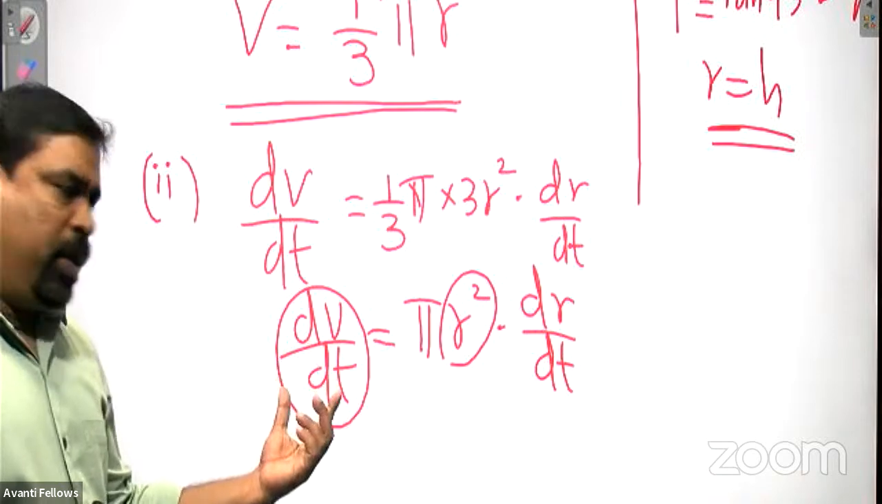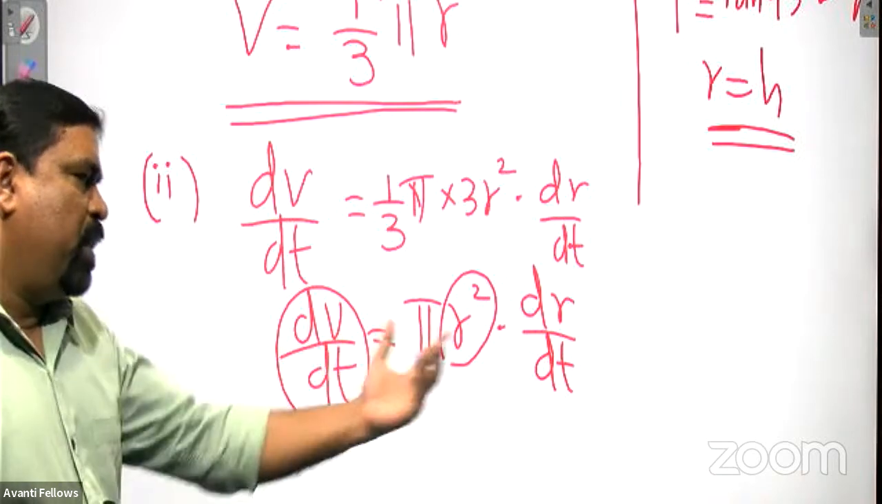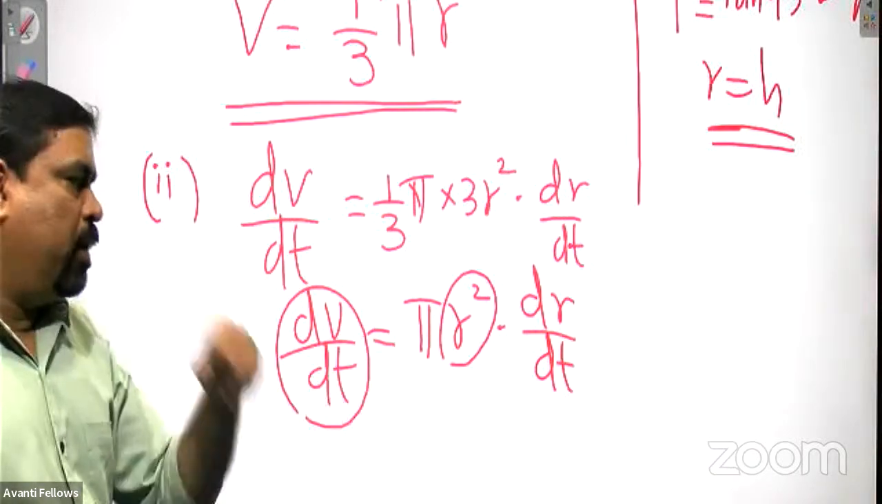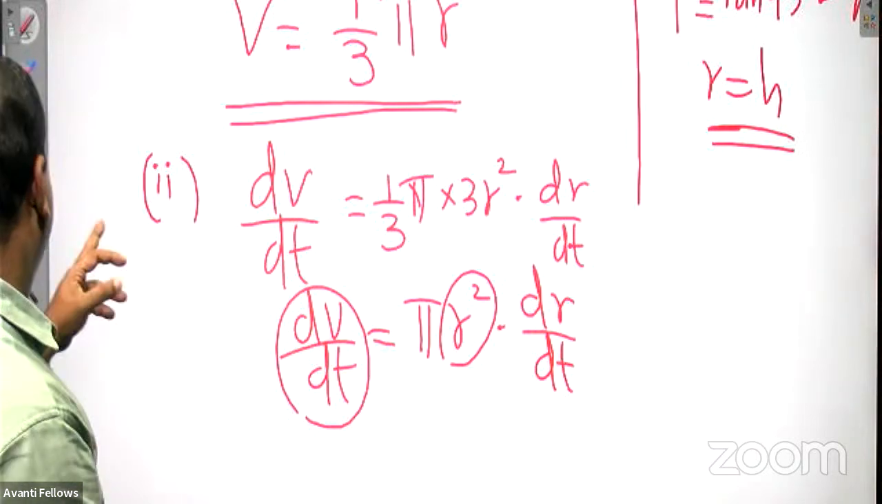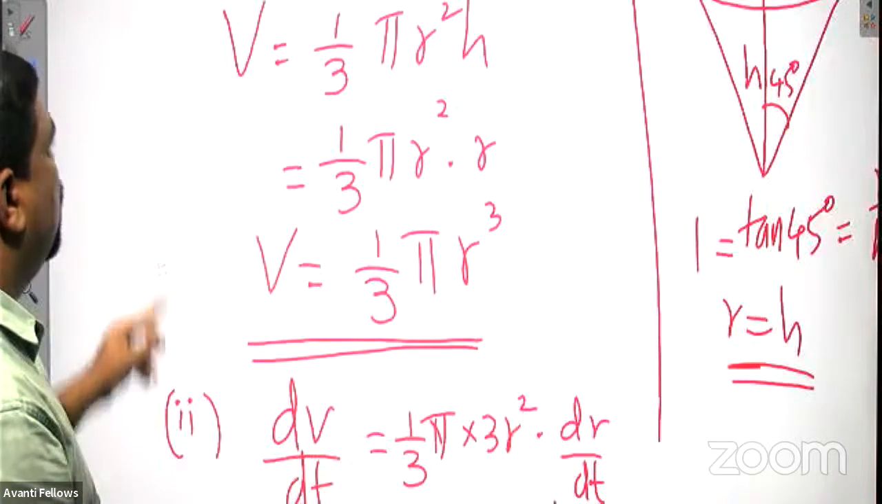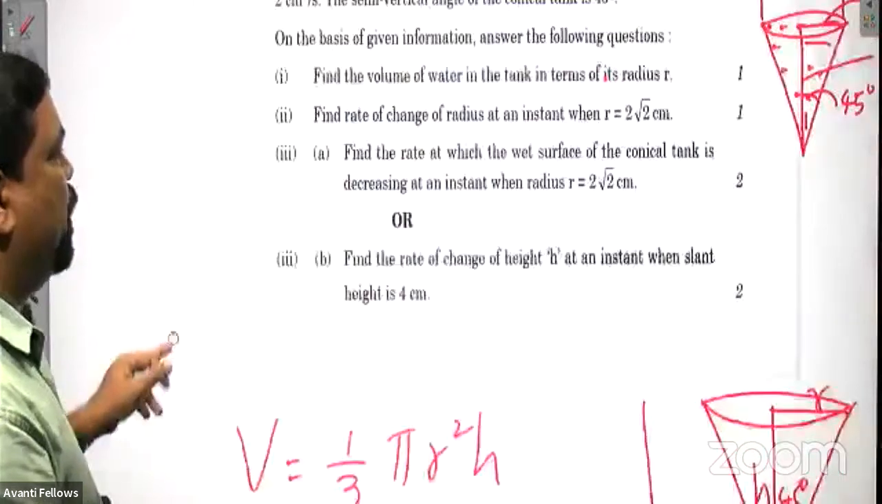dv by dt is given. And r is also given. So substitute and find the value of dr by dt. That's the first part. The second part, I'm not giving the actual answer. You can do it.